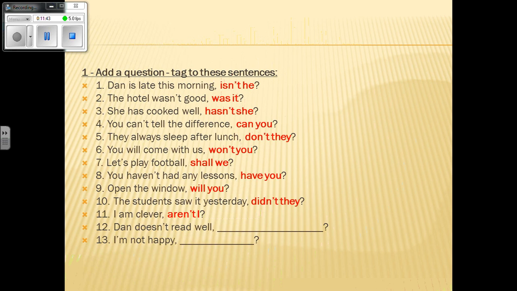Aren't I? Dan doesn't read well. We have here doesn't as a helping verb in the negative, so it will be in the affirmative case. Does. Can I say does Dan? No. Does he? And the last one here, I'm not happy. I am not. Here, it's in the negative form, so it must be in the affirmative form. Am I? Don't say are I. No. We used only aren't I in the affirmative case. But here it's negative, so I can simply say am I?